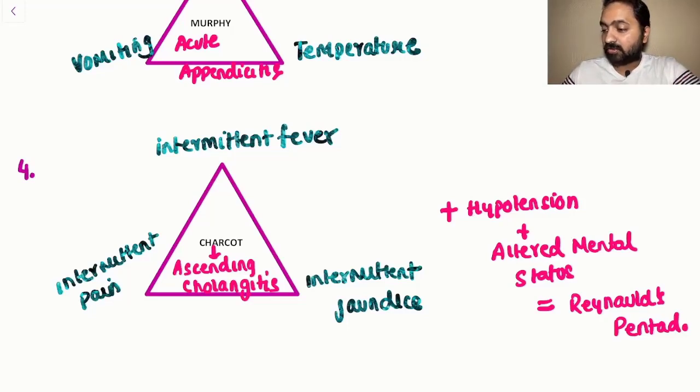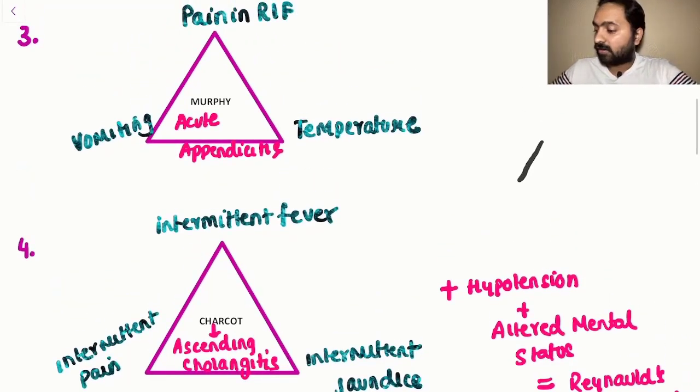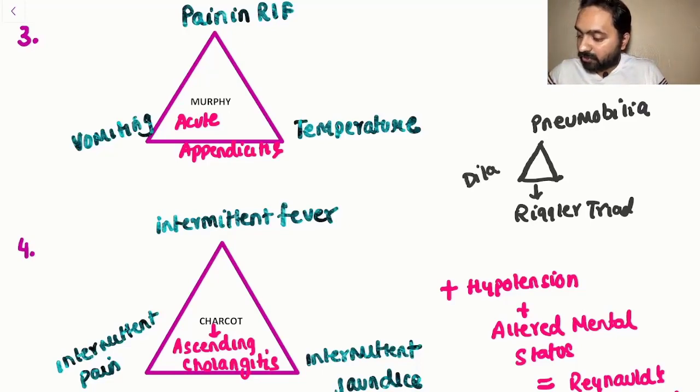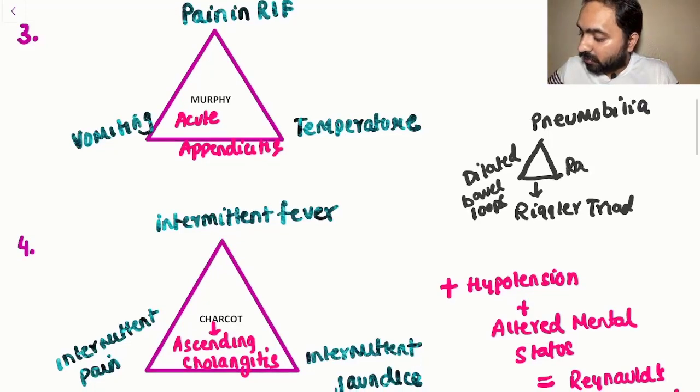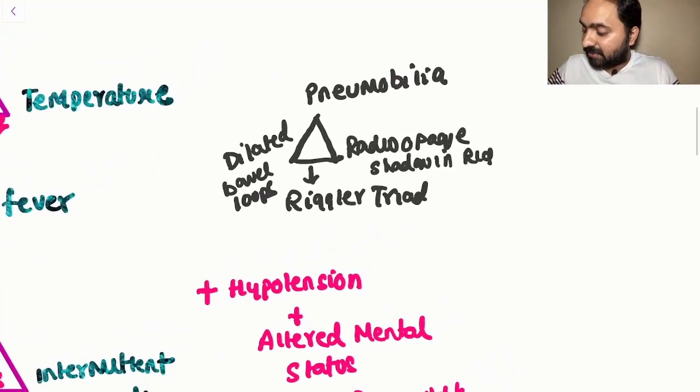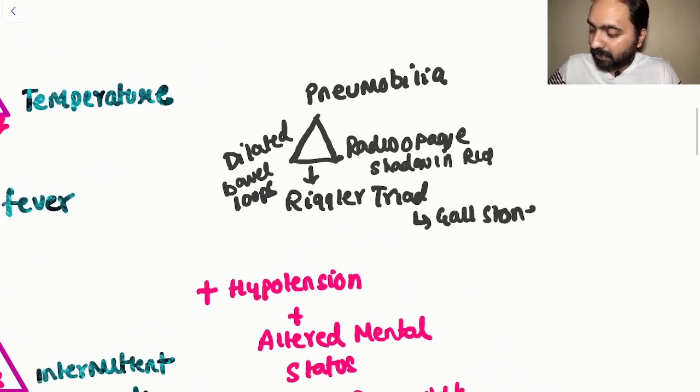Apart from this, there is one more important triad which I have not drawn here. So let's draw that triangle, which is Rigler's triad. What is this triad? It has pneumobilia, then features of small bowel obstruction, that is, dilated bowel loops, and a radio-opaque shadow in the right lower quadrant of the abdomen. Where do we find this triad? This is classically seen in gallstone ileus.